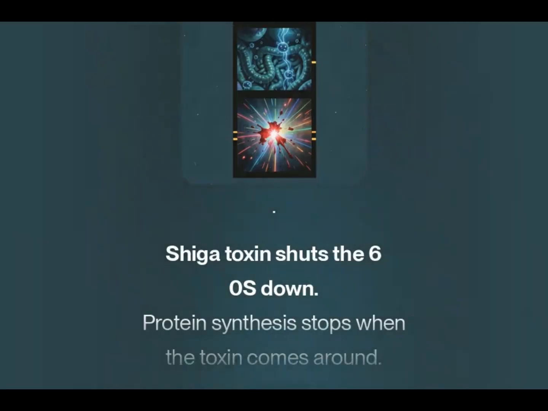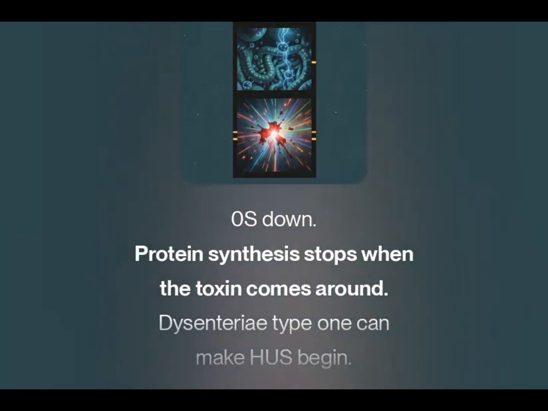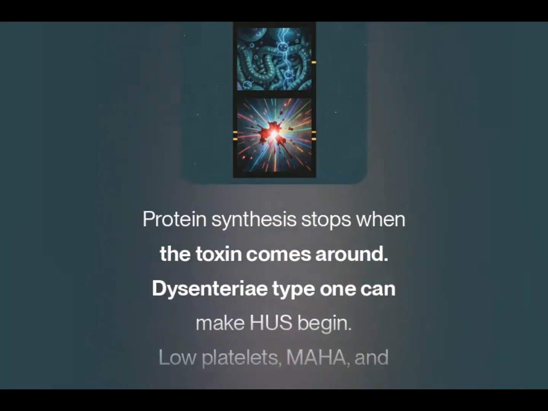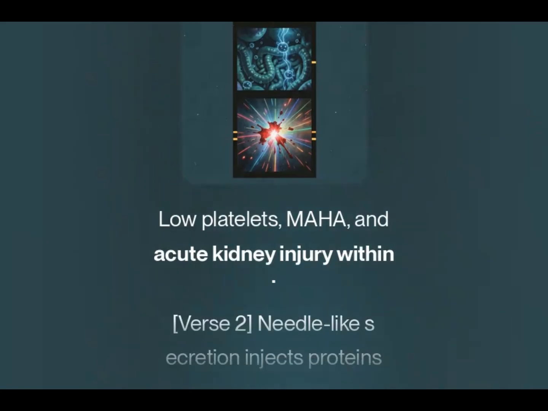Shiga toxin shuts the 60S down. Protein synthesis stops when the toxin comes around. Dysentery type 1 can make HUS begin. Low platelets, MAHA, and acute kidney injury within.